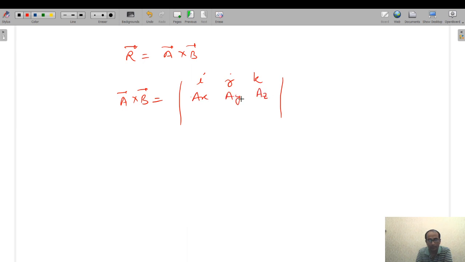Okay, so there is another method of doing this cross product in Cartesian form. So vector A and vector B are the same as given in the previous slide. So A cross B can be given as this determinant: AX, AY, AZ, BX, BY, BZ. Okay, now solve it.